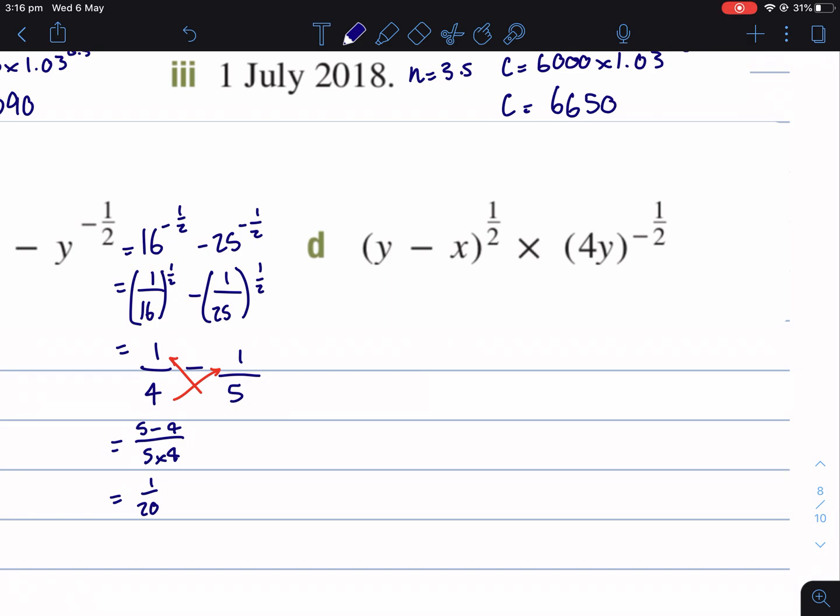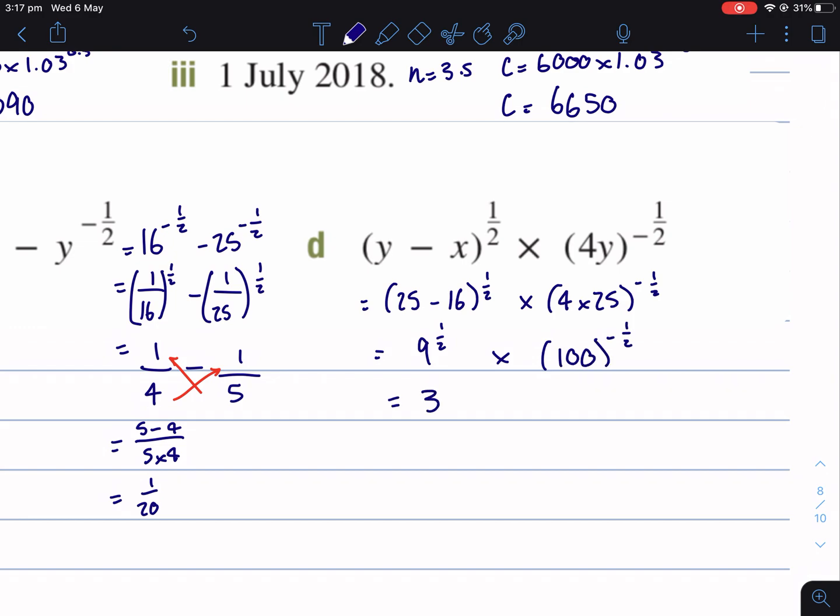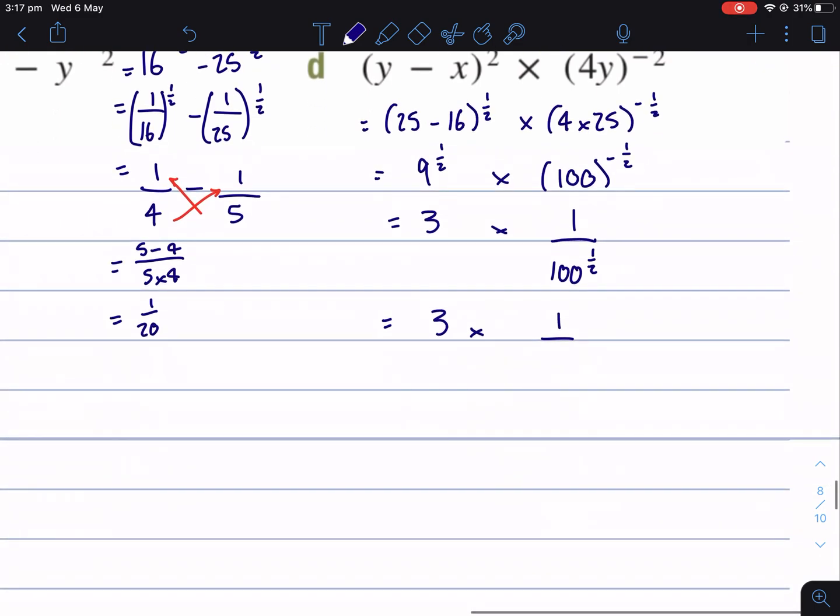So we've got 25 minus 16 to the half times 4 times 25 to the minus a half. So this is the same as 9 to the half times, now that's 4 times 25, that's 100 to the minus a half. So that's 3 times 1 on 100 to the half. So it's 3 times 1 on, now 100 to the half is 10, so it's 3/10.